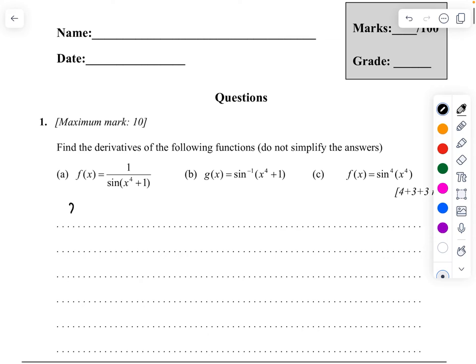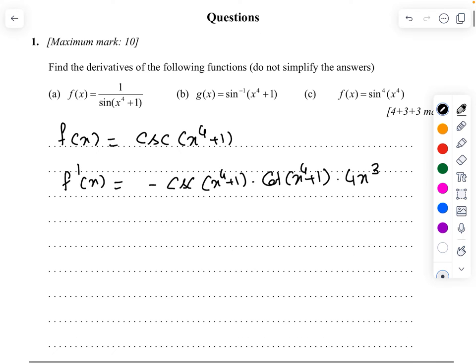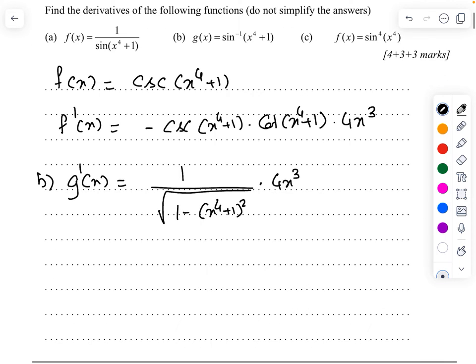1 upon sine can be written as cosecant. Cosecant x to the power 4 plus 1. So what will be the derivative of cosecant x? Minus cosecant (x^4 + 1) times cot (x^4 + 1). The derivative of x^4 is 4x cubed. Part B, g of x, sine inverse x derivative. The derivative of sine inverse x is 1 upon square root of 1 minus x squared, with x^4 plus 1 the whole square. And by the chain rule, the derivative of x^4 is 4x cubed.